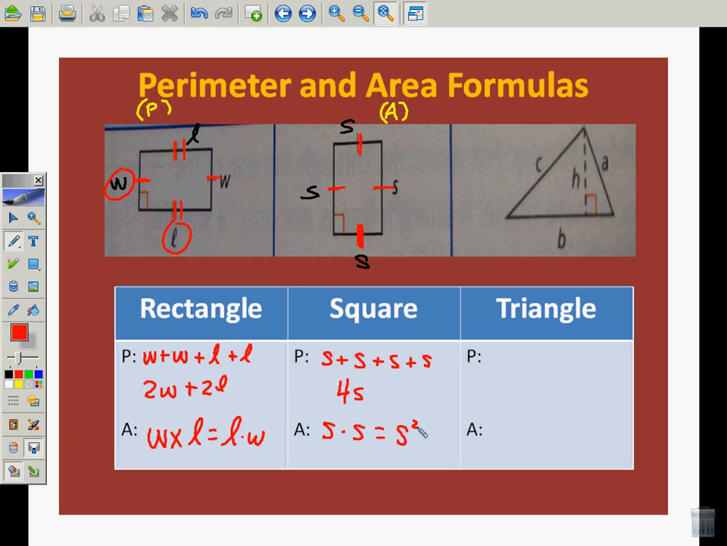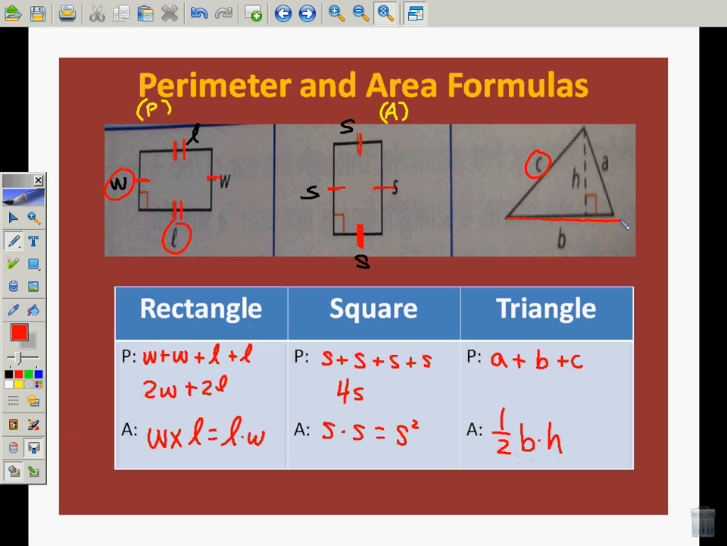Now, for the triangle, a little bit trickier here. But because we know that we have the 3 sides, the perimeter is going to be A plus B plus C. Pretty simple. The perimeter is A plus B plus C. The area, however, is going to be a formula that you've probably seen before, but here's a review. 1/2 the base times the height.